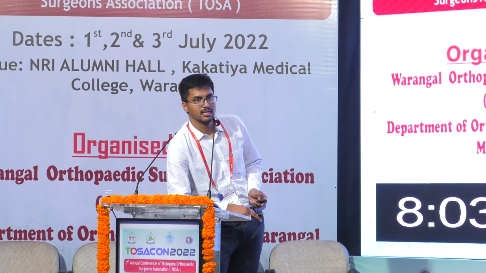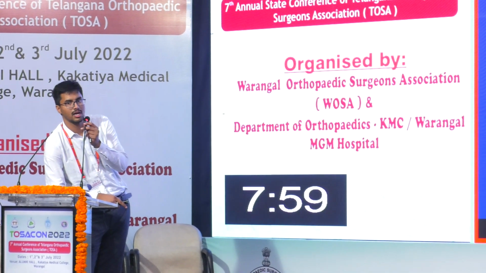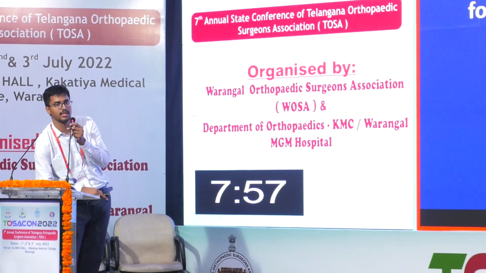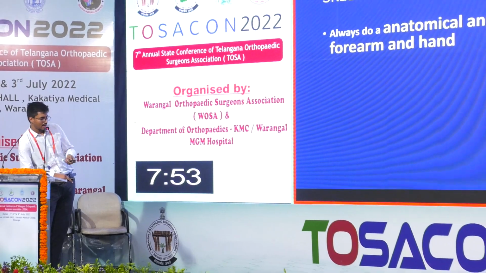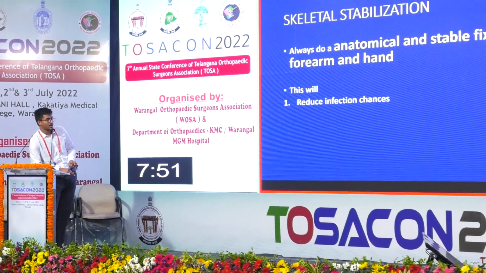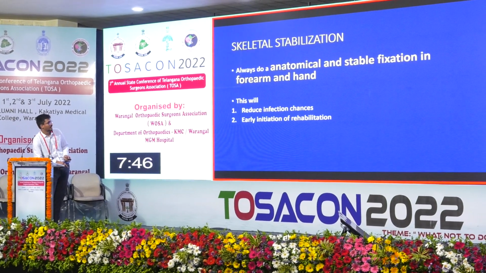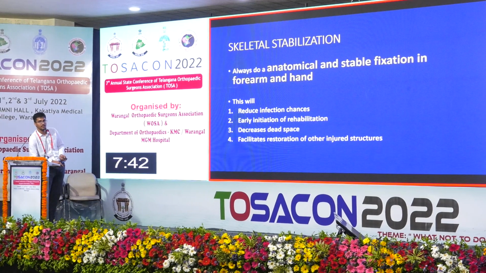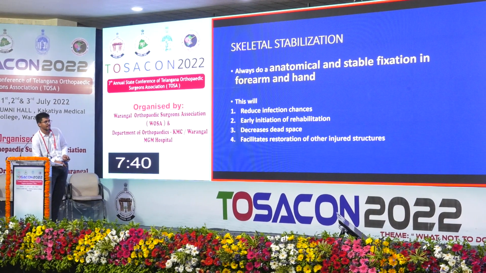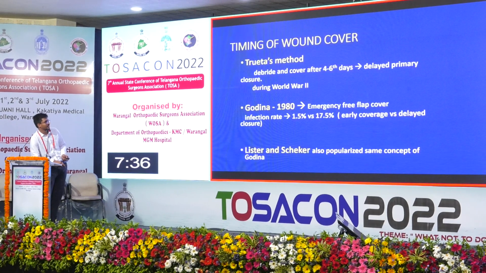So skeletal stabilization. Unlike in the lower limb, the external fixator and rationaling concept should not be done in the upper limbs, because we need a very good stabilization, anatomical and stable fixation. That reduces infection, reduces the dead space, and early rehabilitation can be initiated. And the effective length of the long flexors and extensors will be maintained with stable fixation. So we do a both bones forearm fixation for this.